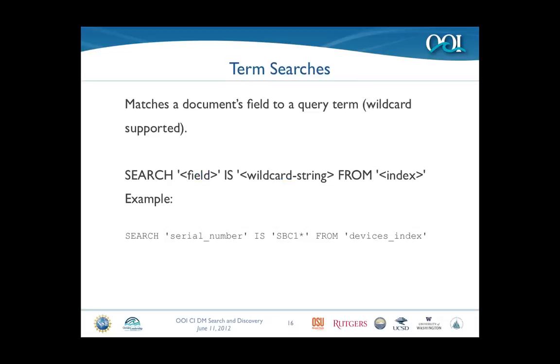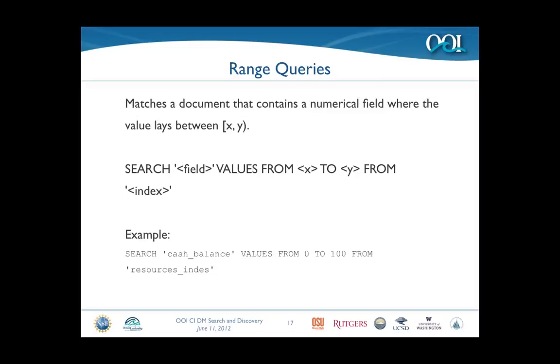So term searches. Search field is string with wildcard support from index. Range queries. Search field values from X to Y from index, where the range of the values is closed X, open Y.